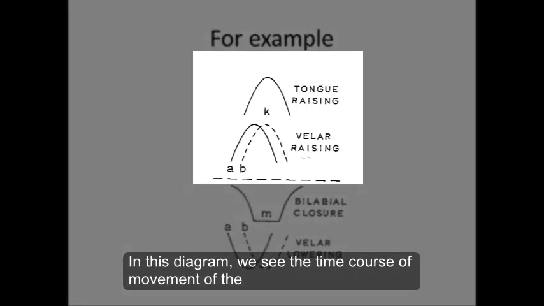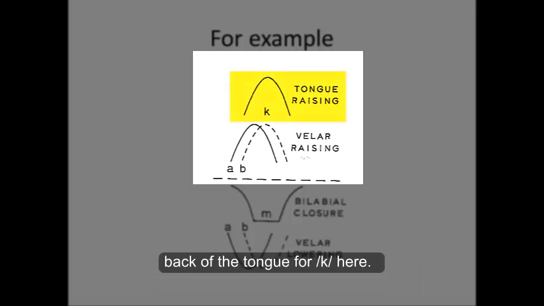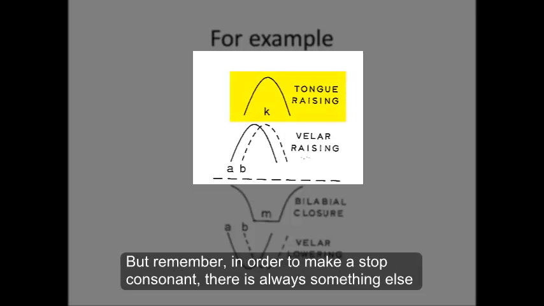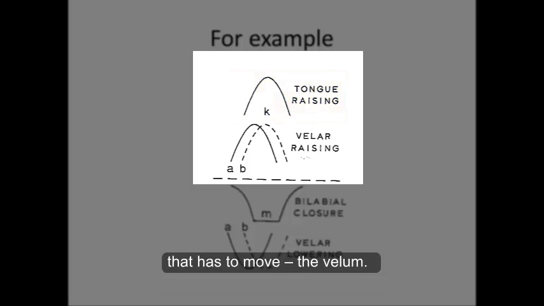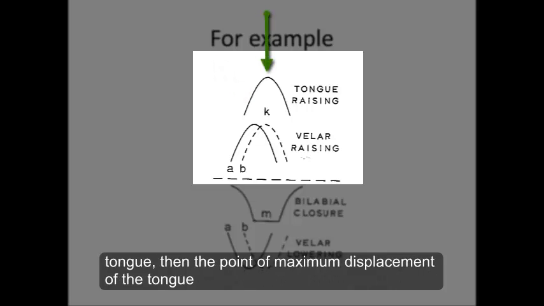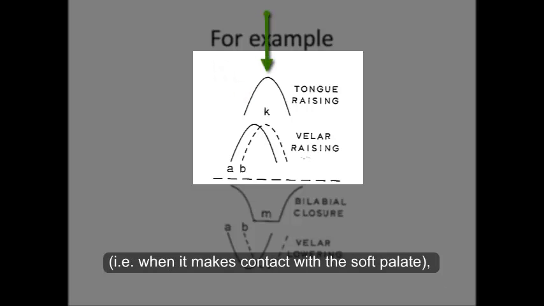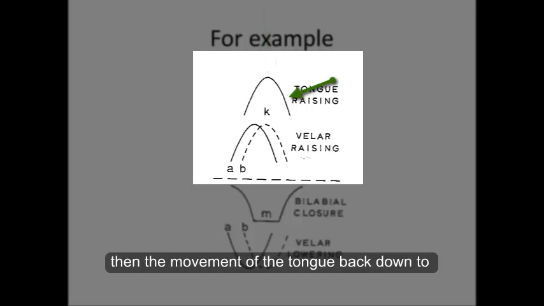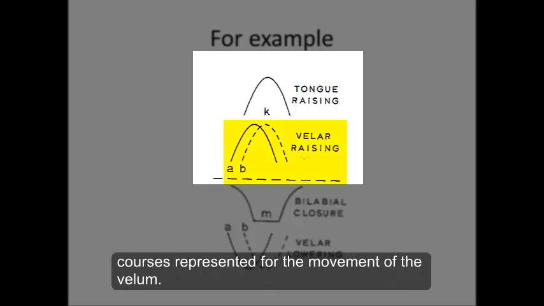You can see how the articulators might move in different relationships to one another. In this diagram, we see the time course of movements of the back of the tongue for k here. But remember, in order to make a stop consonant, there's always something else that has to move, the velum. The velum is open at rest, remember, which means that to close the velum, the muscles of the soft palate have to contract. So down below the curve that shows the raising of the back of the tongue, then the point of maximum displacement of the tongue, in other words, when it makes contact with the soft palate, then the movement of the tongue back down to the floor of the mouth, there are two different time courses represented for the movement of the velum.